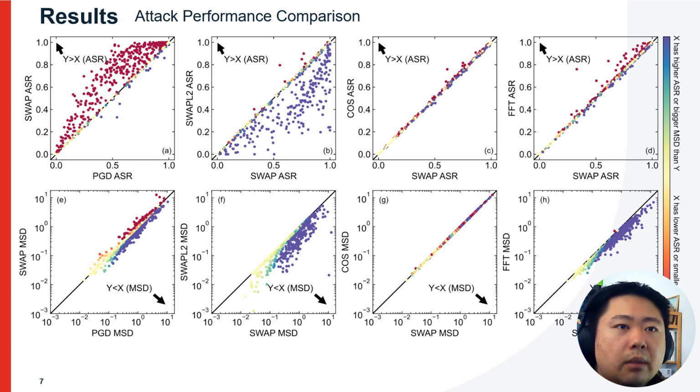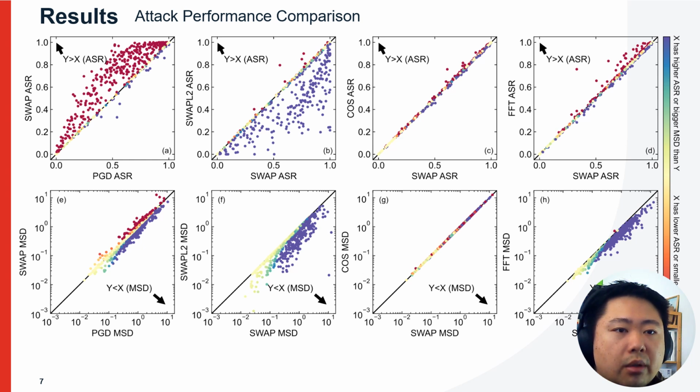The figure contrasts the attack success rate and the mean success distance across these methods. A data point positioned above the y equals x line in the SR comparison signifies superior performance of the corresponding y-axis method over its x-axis counterpart. Conversely, for the MSD comparison, a point below the y equals x line indicates a more effective minimization of perturbation by the y-axis method.